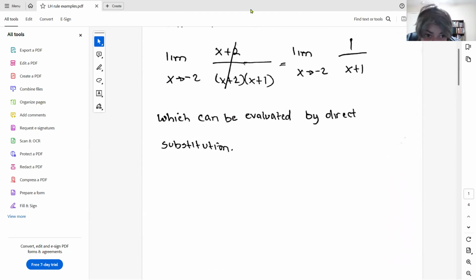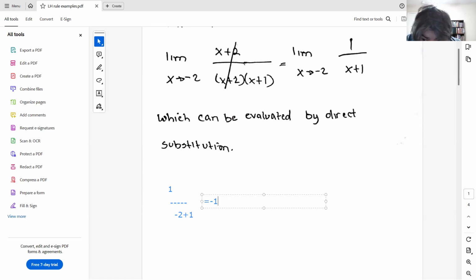If I were to evaluate this, this would become 1 for the top over -2 plus 1, which is -1, which is the same limit that Professor Nickdell got when she evaluated. So just wanted to make you aware of that.